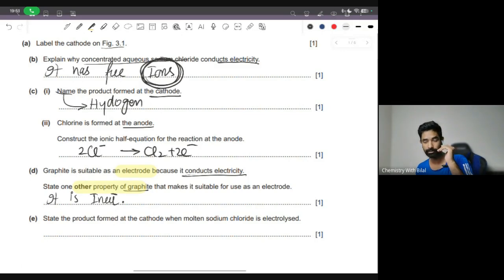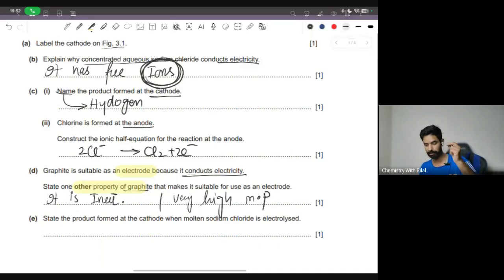Whatever you look at, electrolysis takes place at a very high temperature. A very important point: electrolysis takes place at a very high temperature, so you really can't use an electrode made up of a material which melts at low temperature. Graphite is giant covalent, so it has a very high melting point as well. So this is one of the other reasons.